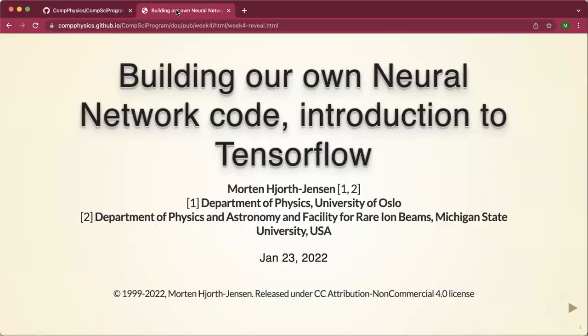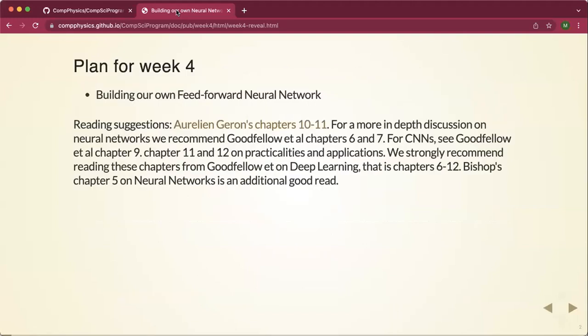Okay, so let's go quickly back here to the topic for today. The basic aim is to build our own feed-forward neural network and look at many of the gritty details which are needed if we want to set up a neural network.